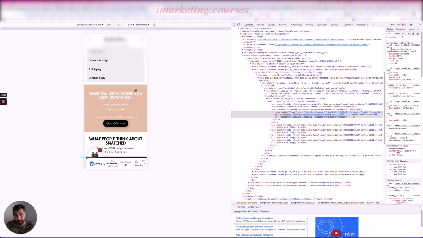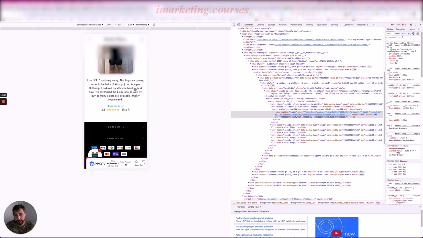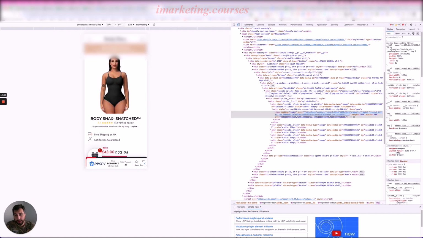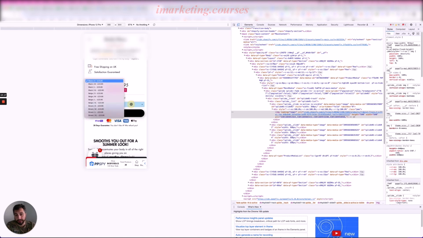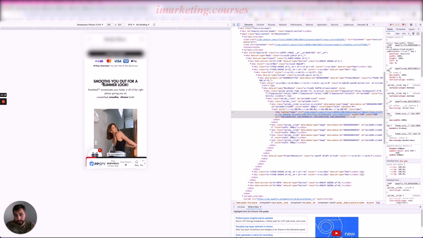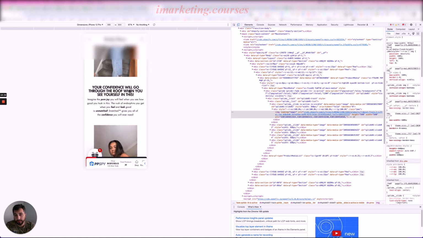So I know the deal that works really well with this, that gets good conversions. The first thing we need to do here is change this offer, and let's change this to buy one get one free for $39.99. That should increase your conversions right off the bat. If that doesn't change, then we have a problem. Shop Pay, Visa, Apple, 30-day guarantee. Smooths you out for a slimmer look. Okay, confidence.